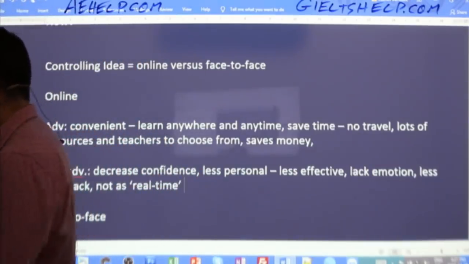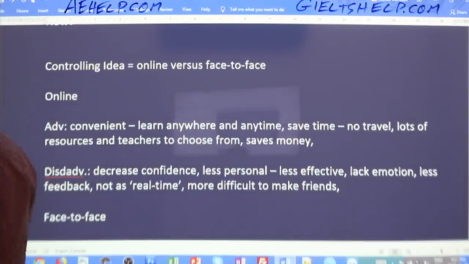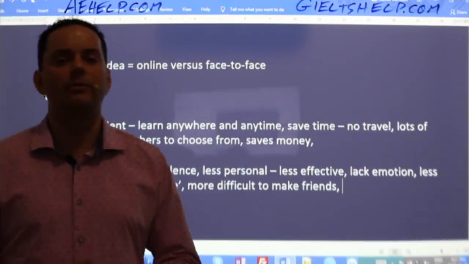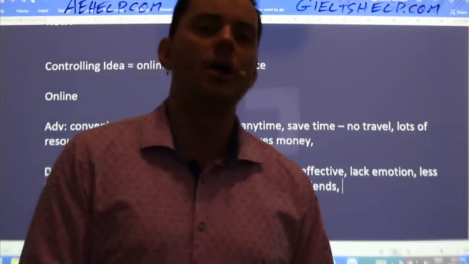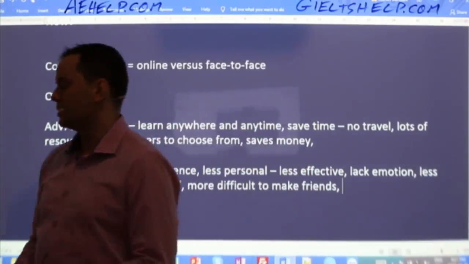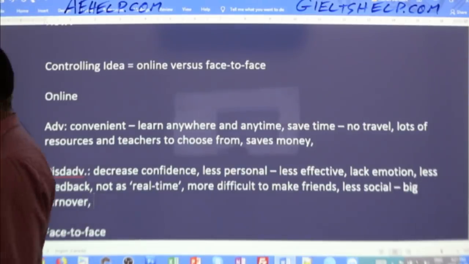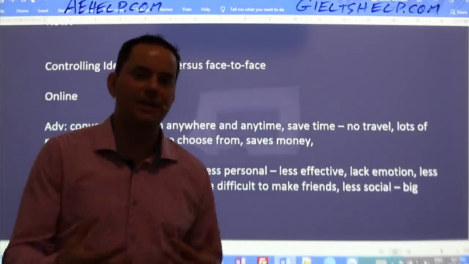So it's more difficult to make friends. Yeah. And also, it's less stable, right? It's more changing. So you have different people at different times. So less social in some ways, for sure. Lot of big turnover. Okay, big turnover means that there's a lot of different people coming in at different times.